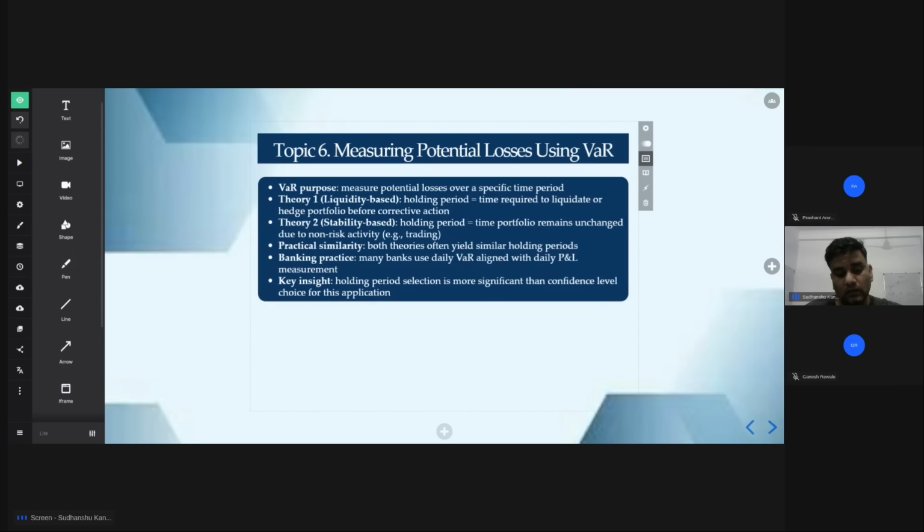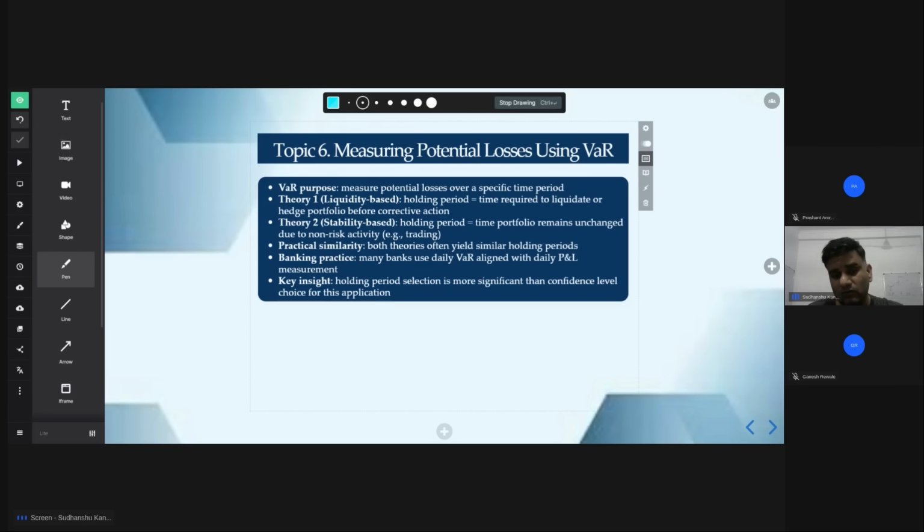Now, measuring of potential losses using VAR. This is the last slide of your module one. Then we can take a break and then we start module two. So we are trying to measure your potential losses using VAR. VAR we understand, right?